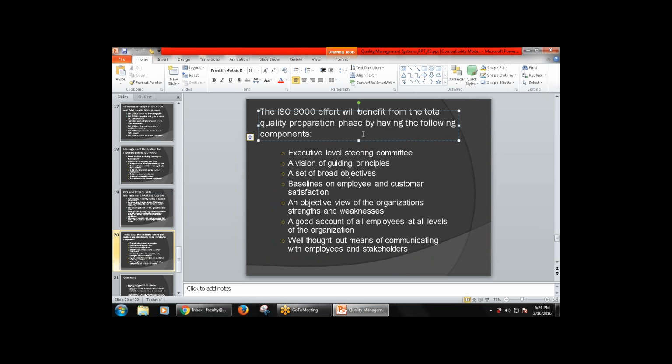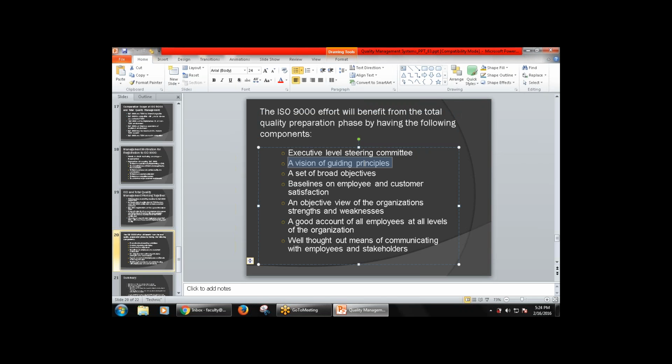So these are the various phases by which the components are carried out in the ISO 9000 standard, that will benefit from the total quality production or quality preparation phase. The first one is the executive level steering committee. Whenever we want to take the executive level steering committee, that will be carried out by the ISO 9000 standard.